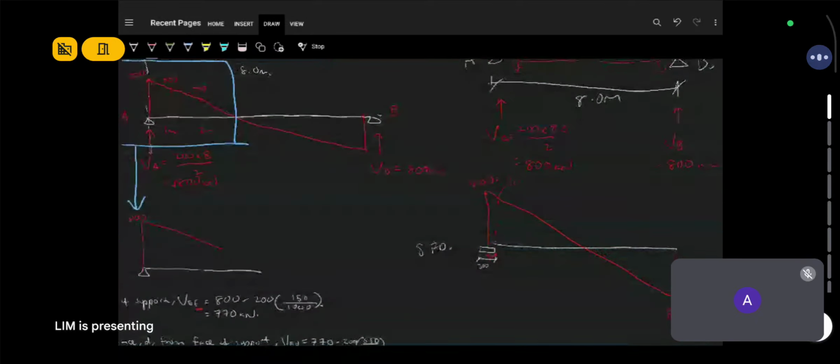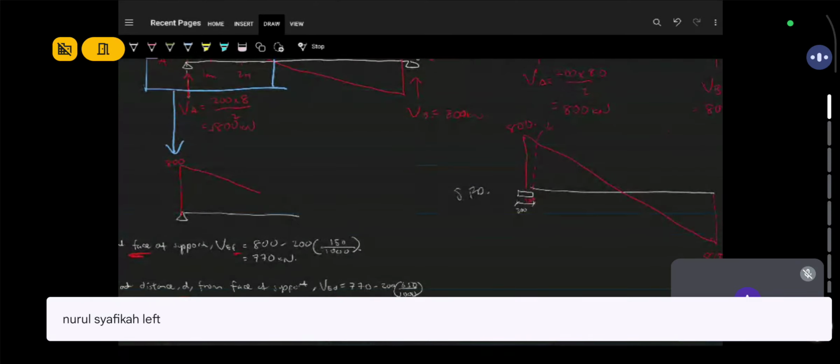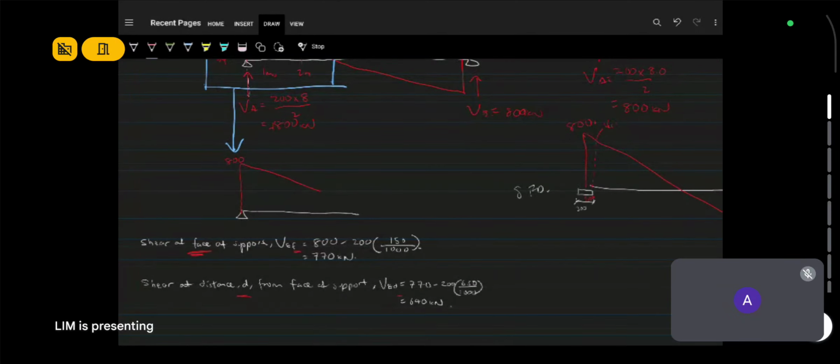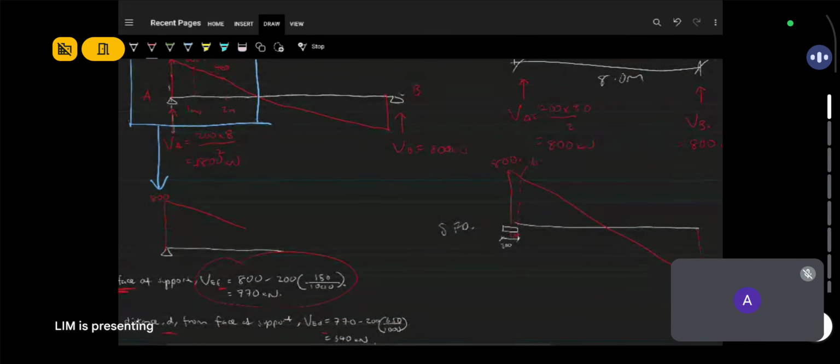Well, I've done the calculation with you. There, VEF. Yeah, you have to account that it's moved by 150. Okay, so VEF is actually 700, we calculated earlier. If you forgot, you go back to this calculation, you try to understand this calculation from last week.